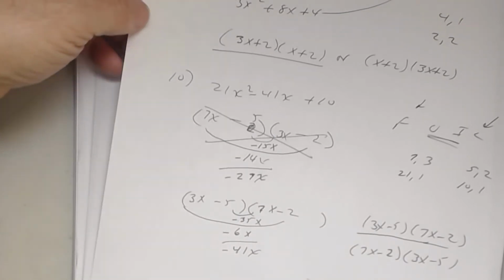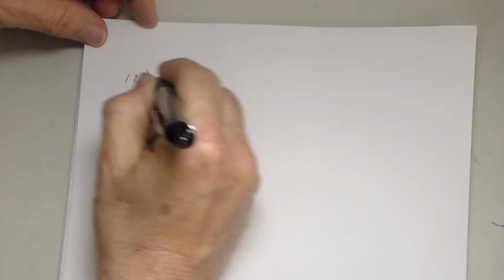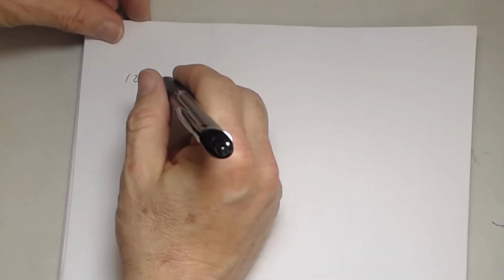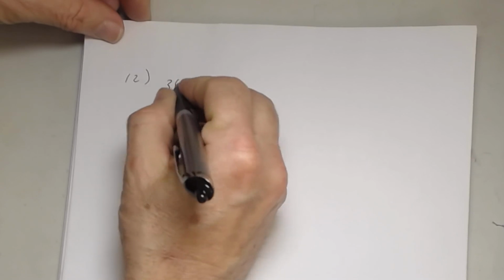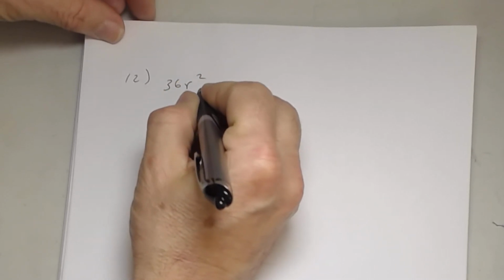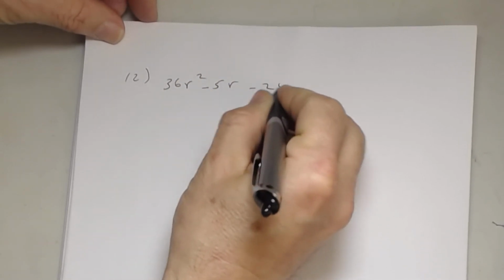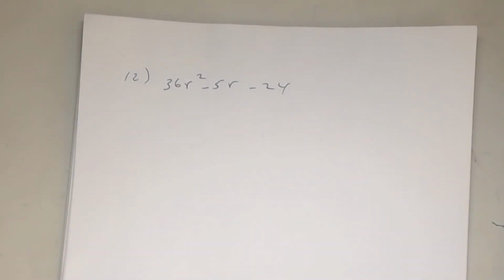Number 12. All right, number 12, you have 36r squared minus 5r minus 24. 36r squared minus 5r minus 24.